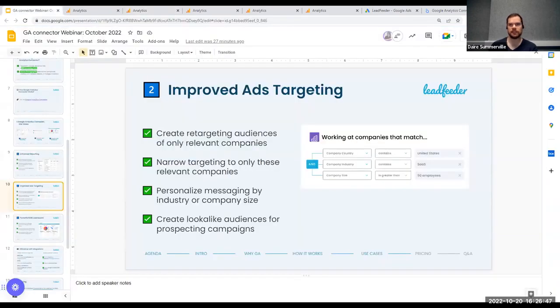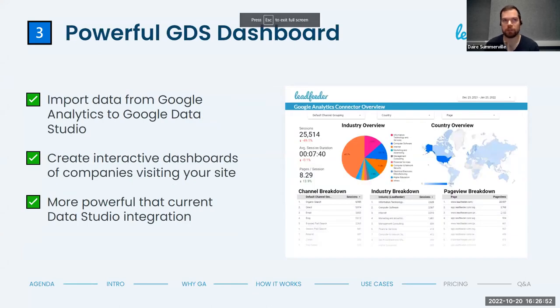And another use case that we've seen on our side is to create more powerful Google Data Studio dashboards. Similar to Google Ads, once your data is available in Google Analytics, you can import it into most Google products. Another product that you can import it into is Google Data Studio. From this, you can create really powerful interactive dashboards of the companies visiting your website, which gives you a better visual aspect of the types of companies, the industries, and what they're actually doing on your website. And this can be more powerful than our current Data Studio integration.